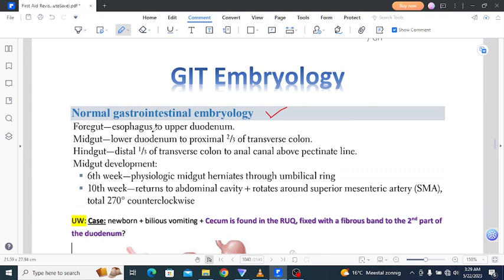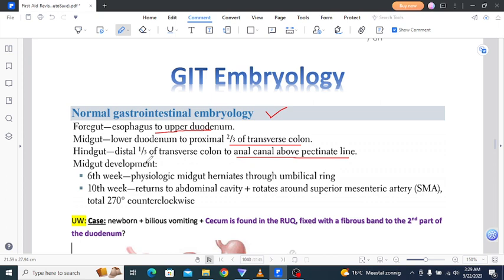Foregut: esophagus to upper duodenum, starting from the esophagus, even including the oral cavity, all the way to the upper duodenum. This is our GIT embryology. The midgut is from the lower duodenum to the proximal 2/3 of the transverse colon, and the hindgut is the distal 1/3 of the transverse colon to the anal canal above the pectinate line.